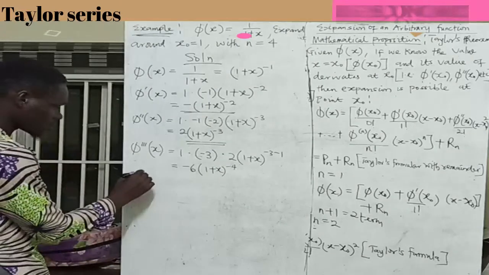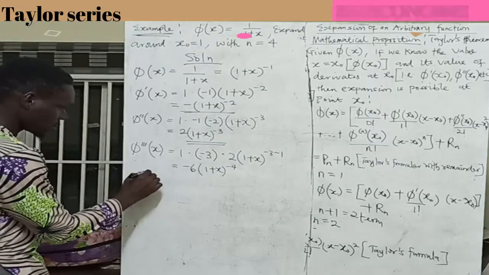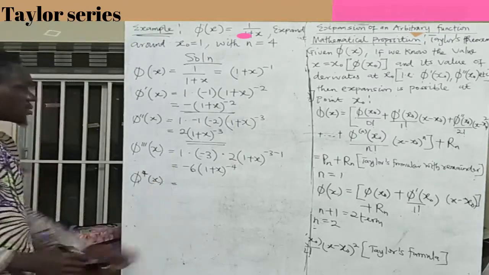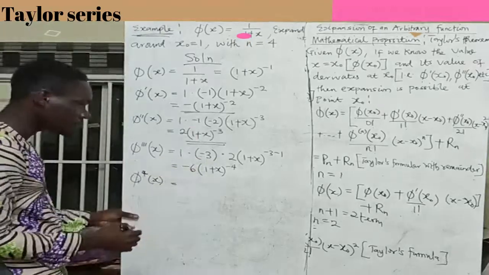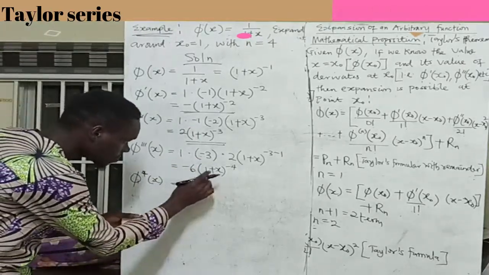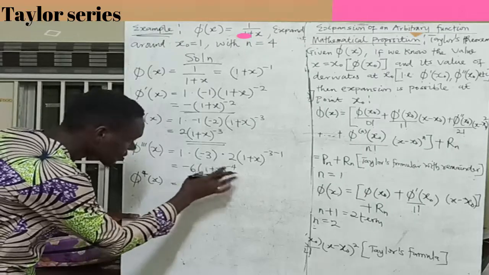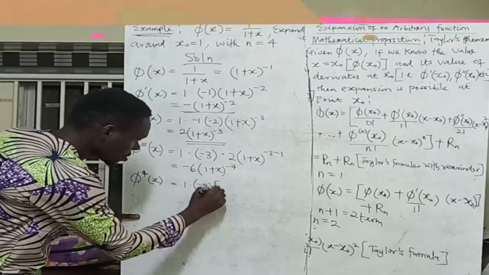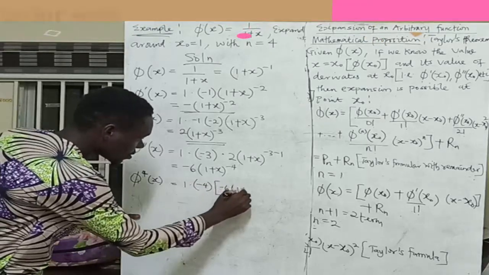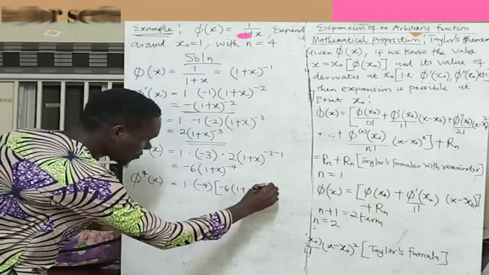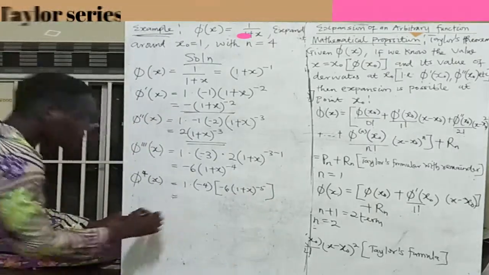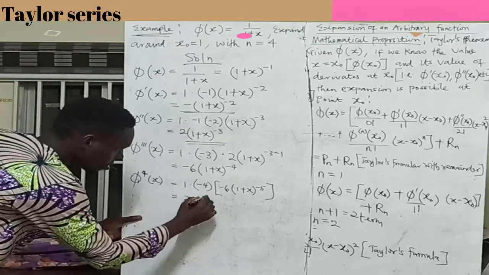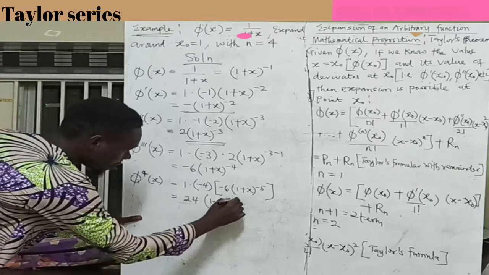Now, the fourth order, so we are differentiating this again, the fourth time. Then I have minus 4 times minus 6, 1 plus x to the power of minus 5, and that becomes 24, because 4 times 6 is 24, times 1 plus x to the power of minus 5.